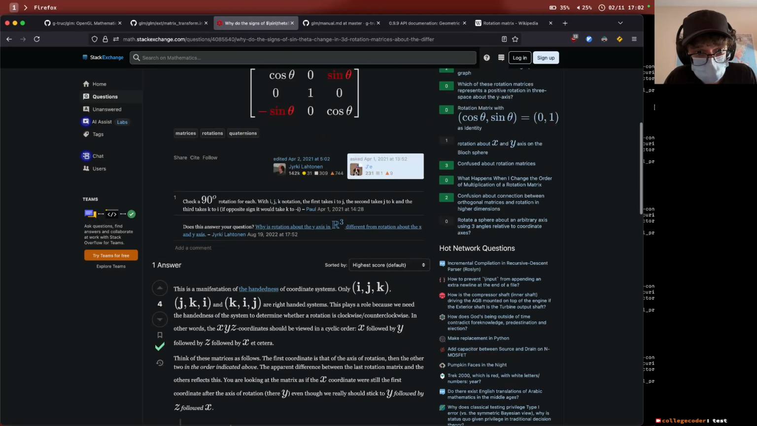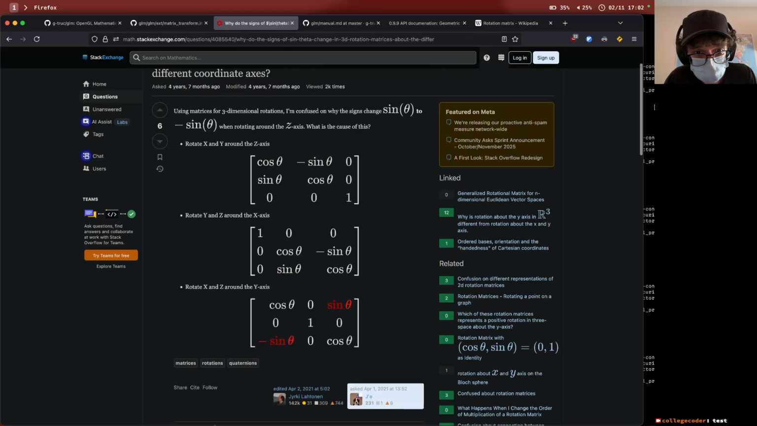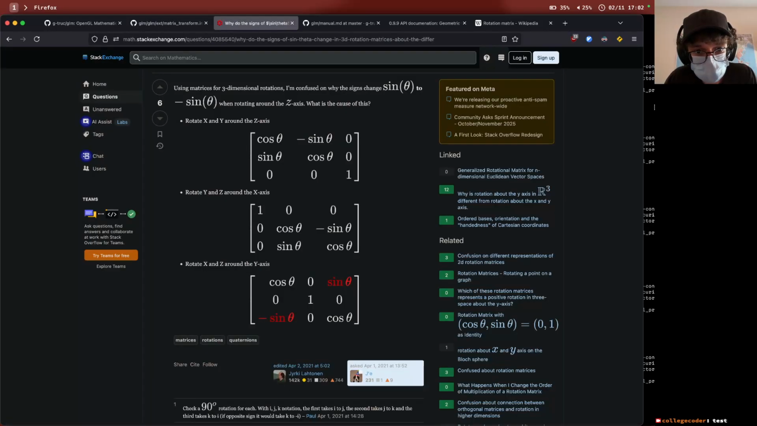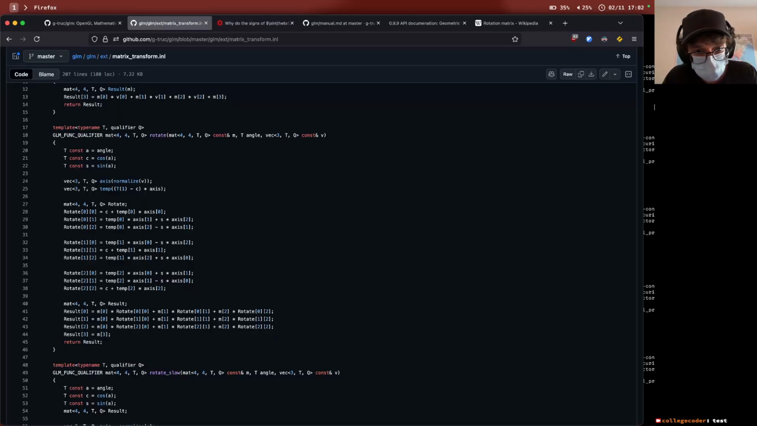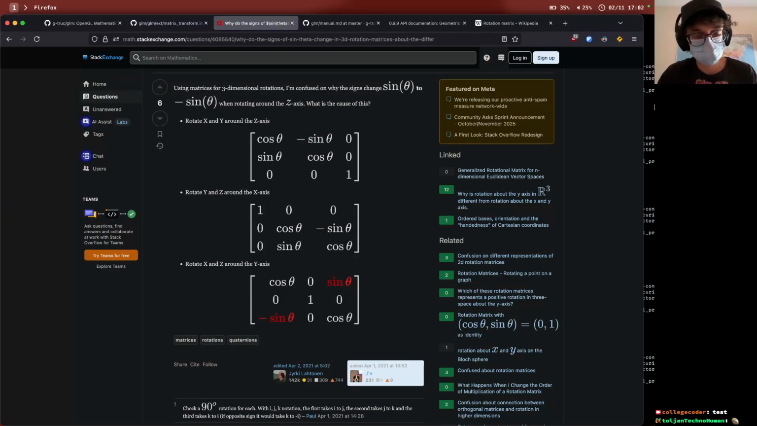Let me go back to the standard notation. I mean separate notation. It only considers, of course, the first 3 columns and first 3 rows, because the other ones are just like the filler for the W component for world coordinates.